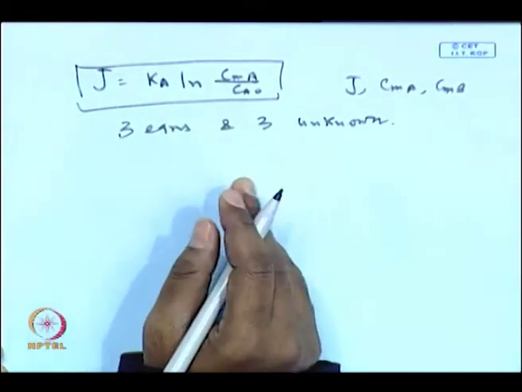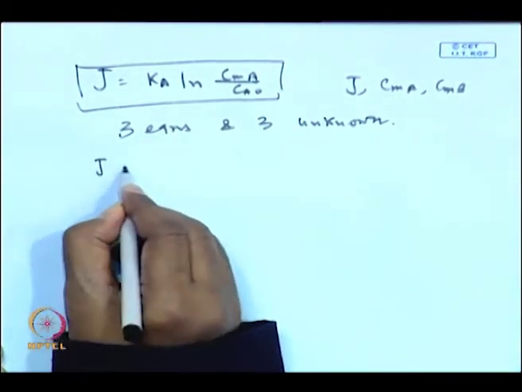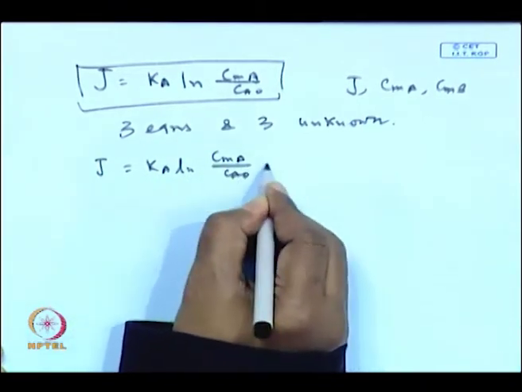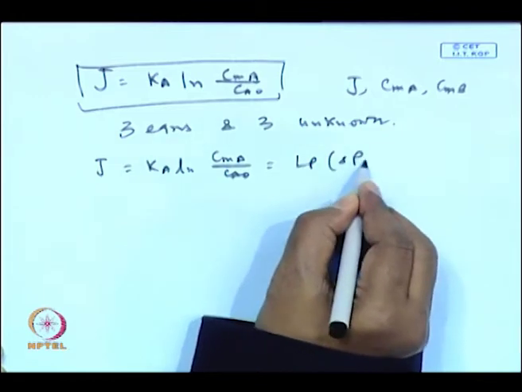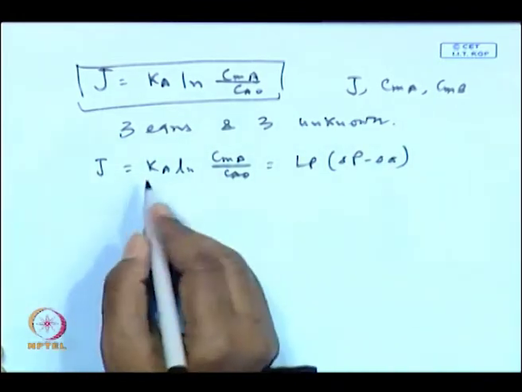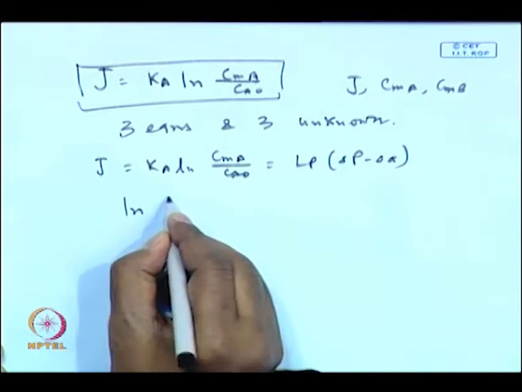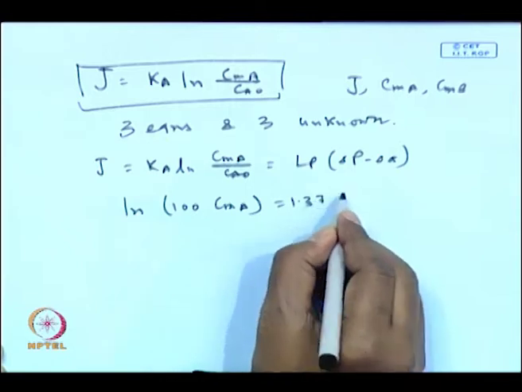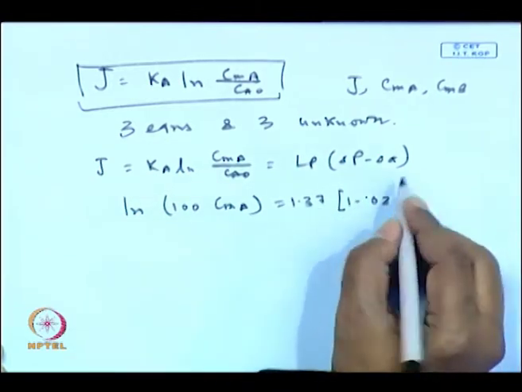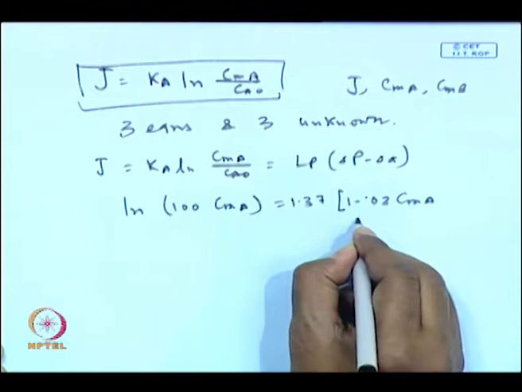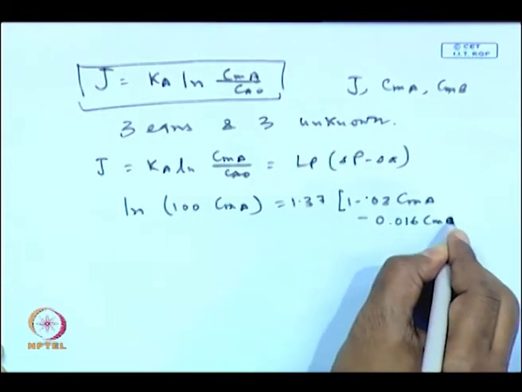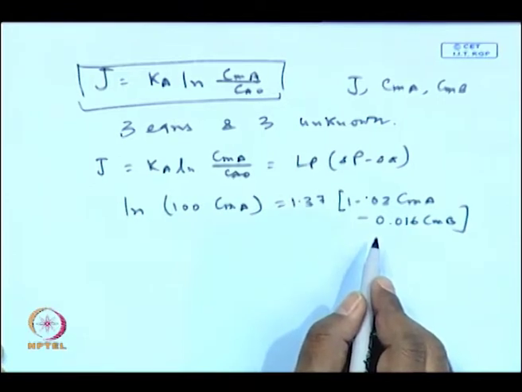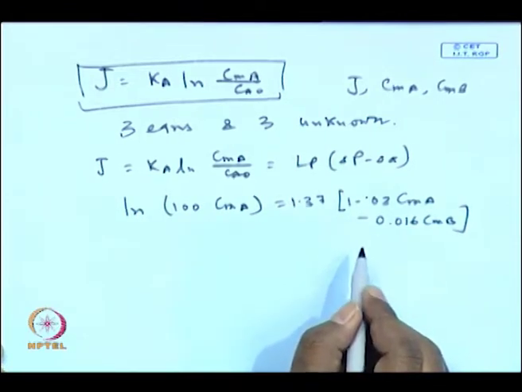So, there are several ways one can do. You can use J is equal to Ka ln CMA times Ca naught to Lp into del P minus delta pi. If you do that, you will be getting this expression: ln 100 times CMA is equal to 1.37 into 1 minus 0.02 CMA minus 0.016 CMB. So, this gives a relationship between CMA and CMB.